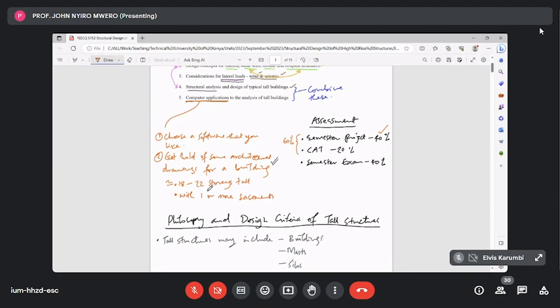I also prefer that we divide ourselves into some groups. So let's say we are approximately 30 in this class. Let's divide ourselves into 5 groups of 6 persons each. Please, if the class rep could get me the names of each group's members, 5 groups of 6 persons each.